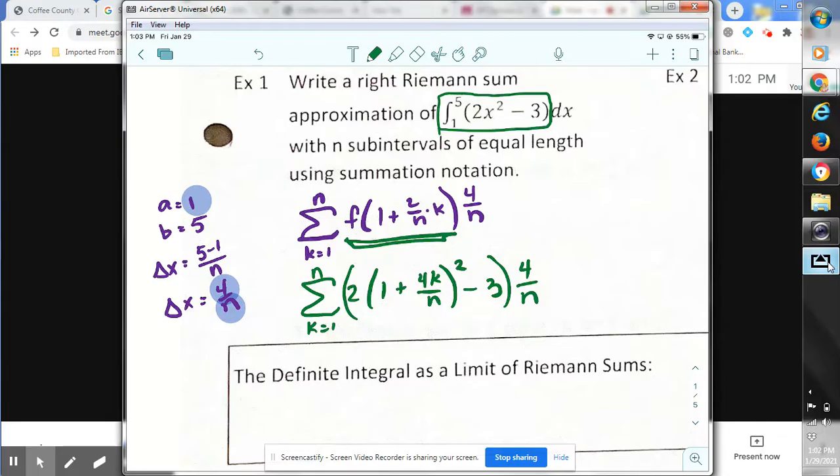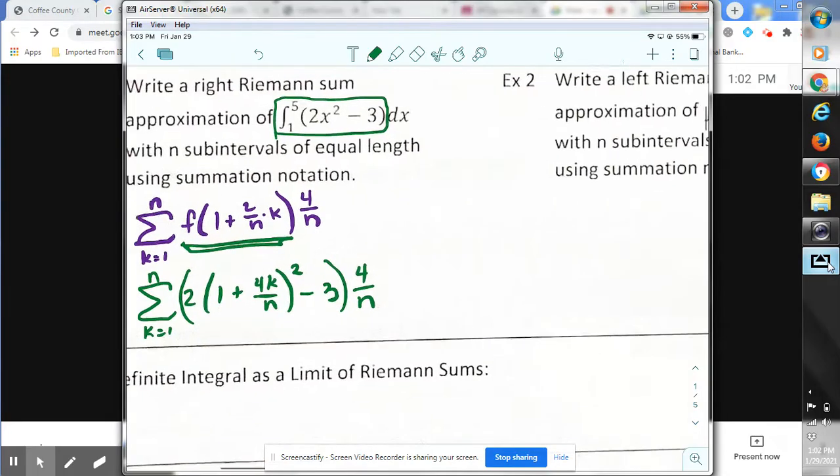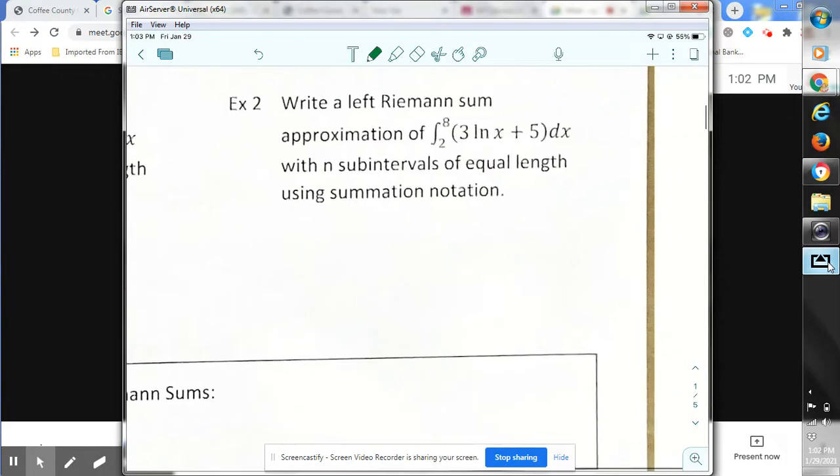Right, and I know that's a lot right now, but this whole packet is talking about this plus a little bit more. All right, so let's look at number 2. So we're going to write a left Riemann sum approximation of the integral from 2 to 8 of 3 natural log of x plus 5 dx with n subintervals of equal length, and using summation notation. So you guys go ahead and write down what a, b, and delta x are, please.